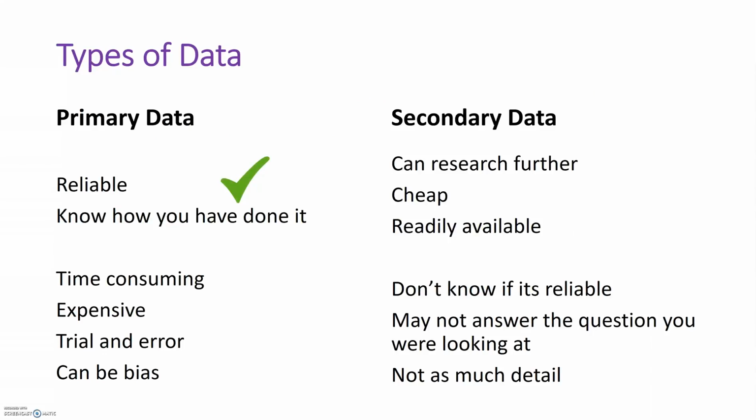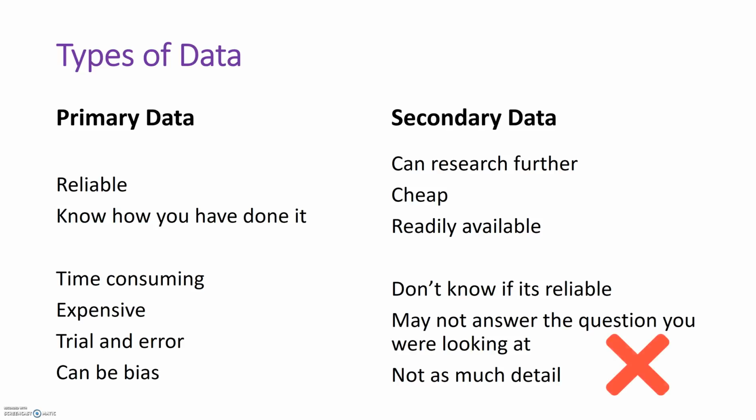So the types of data. There are primary data and secondary data. The positives for primary data are that it's reliable. You know how you've done it. However, the negatives are that it's time consuming, it can be expensive, and it's also down to kind of trial and error, and you can be biased towards it. If you want your hypothesis to be true, you might change and manipulate the situation to make that right.